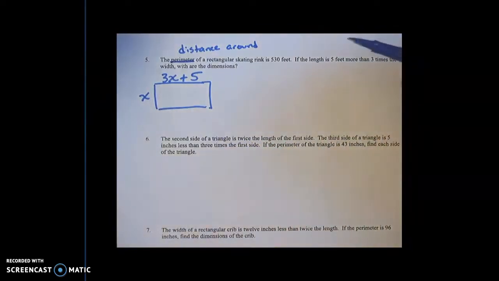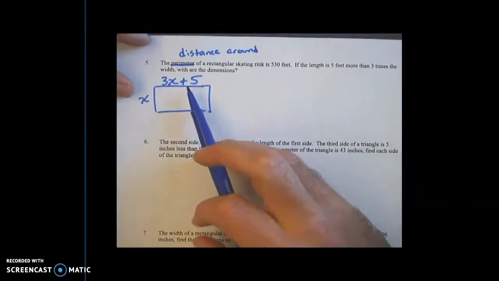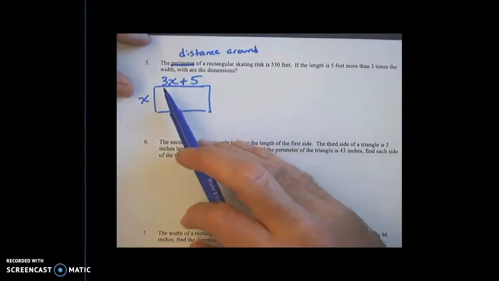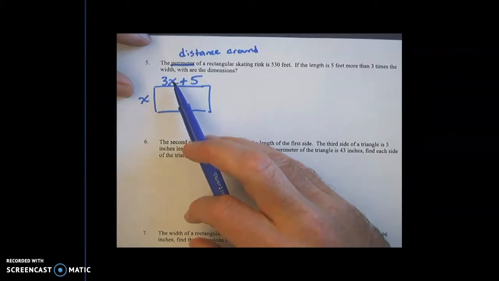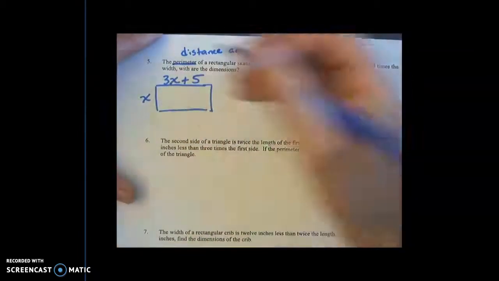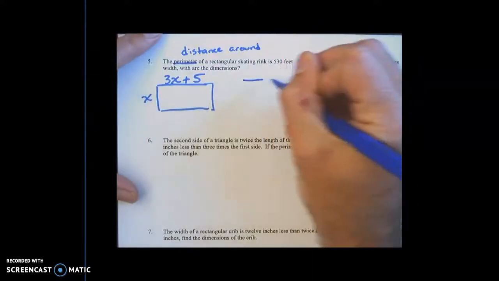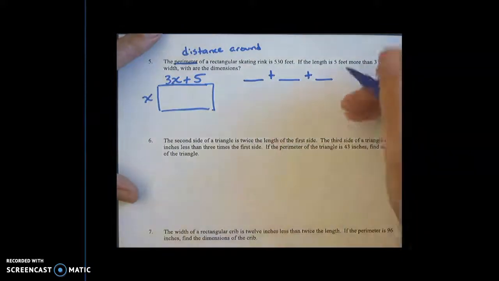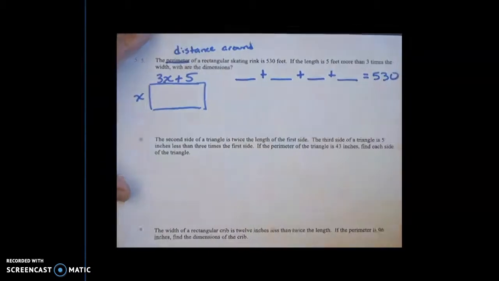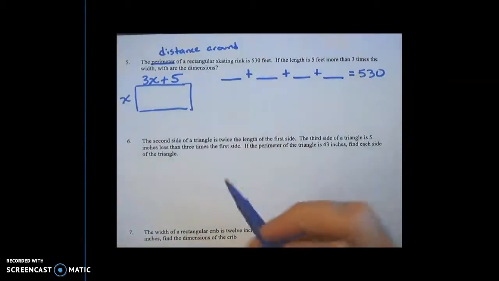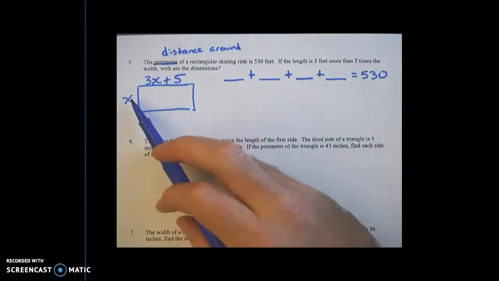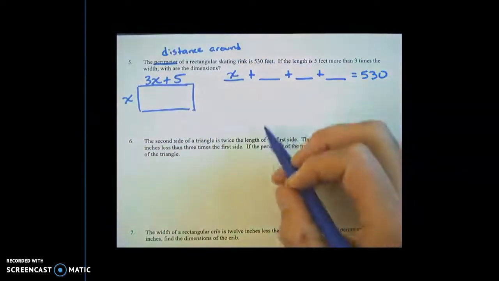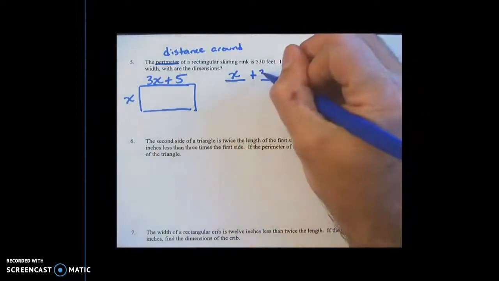So this one already has the drawing here for me, so I don't have to think about it too much. This is my width x, and this is how I show 5 feet more, plus 5, than 3 times the width. So 3 times the width plus 5 more. So if I'm going to set this up as a perimeter problem, I'm thinking I have 4 sides of a rectangle. If this was a triangle, I would stop here and just have 3 sides to add up. And I'm going to add it up, and it's going to give me the total perimeter, which in this case is 530 feet. Now I'm just going to enter in all my sides. So I have a side of x, and then my second side is 3x plus 5.